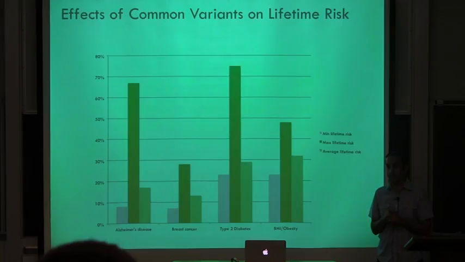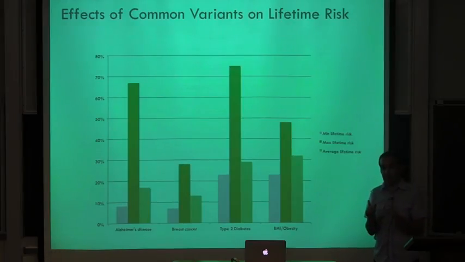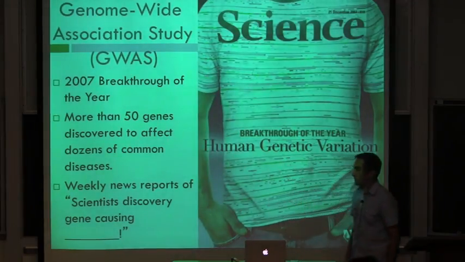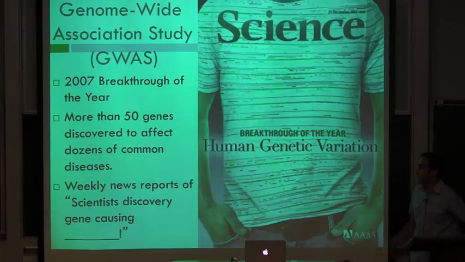So that's exactly it. You take a pool of individuals that have the disease and a pool of individuals that don't have the disease, and you compare the two. And this actually all started very recently. In 2007, which is not that long ago, this real process started. They're doing exactly these studies.